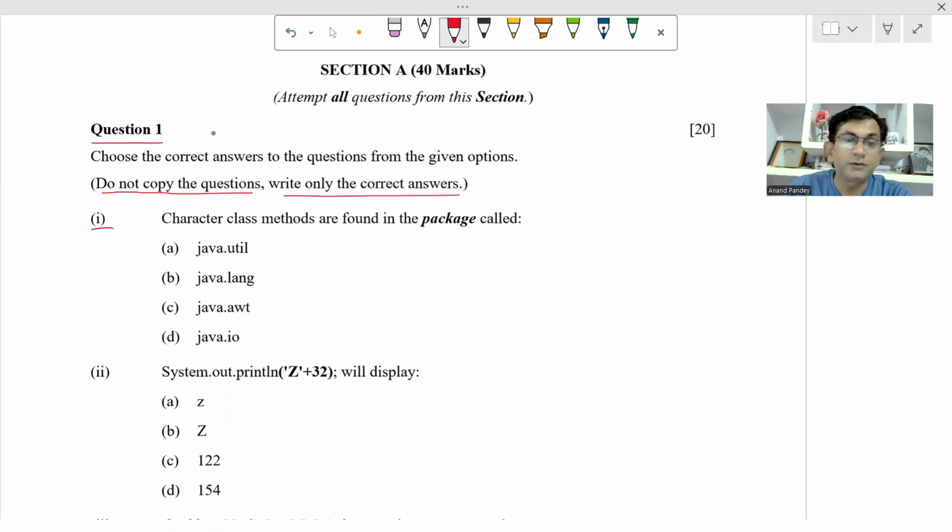See question number 1. Character class methods are found in the package called, character is a wrapper class. And wrapper classes belong to the java.lang package. You must know that the answer of this will be java.lang package.